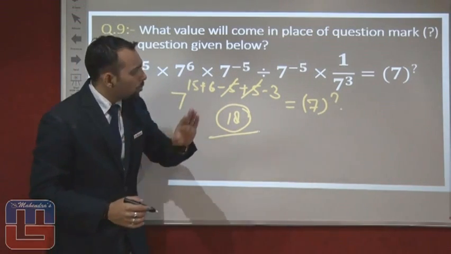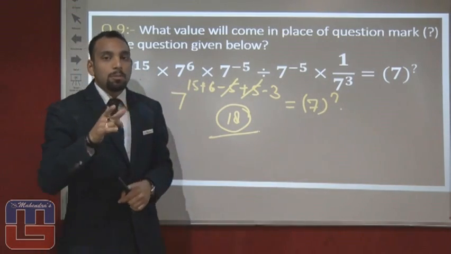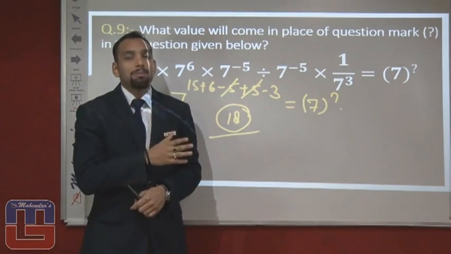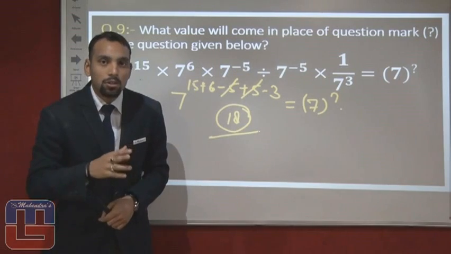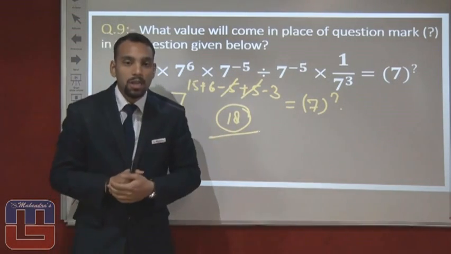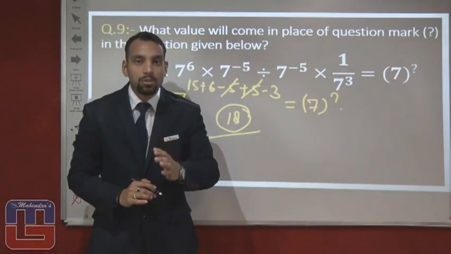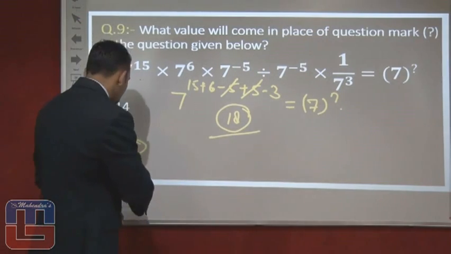How you have to solve? You have to remember the two properties. What the property is? If the sign is multiplication, then you have to add the power, and if the sign is divide, you have to subtract the power. So the answer of this question will be 18. Now see the option, you can see the fourth one will be the right answer of this question. Now move to our next question.